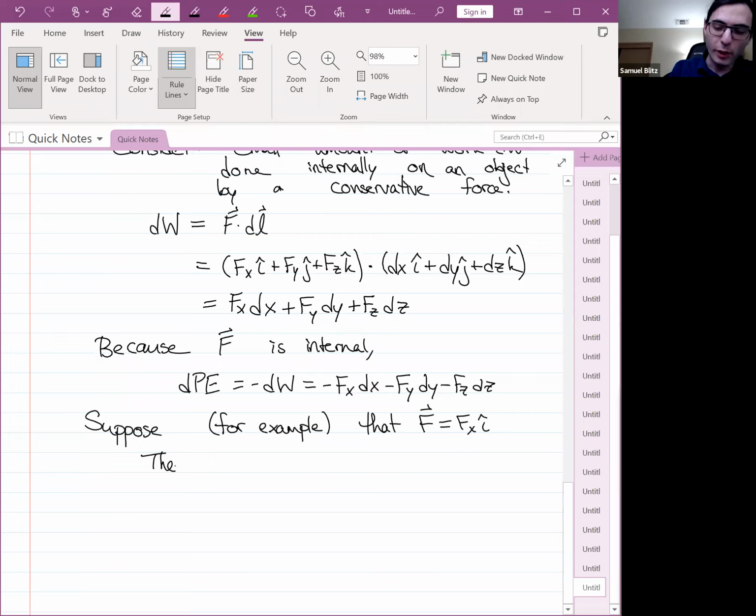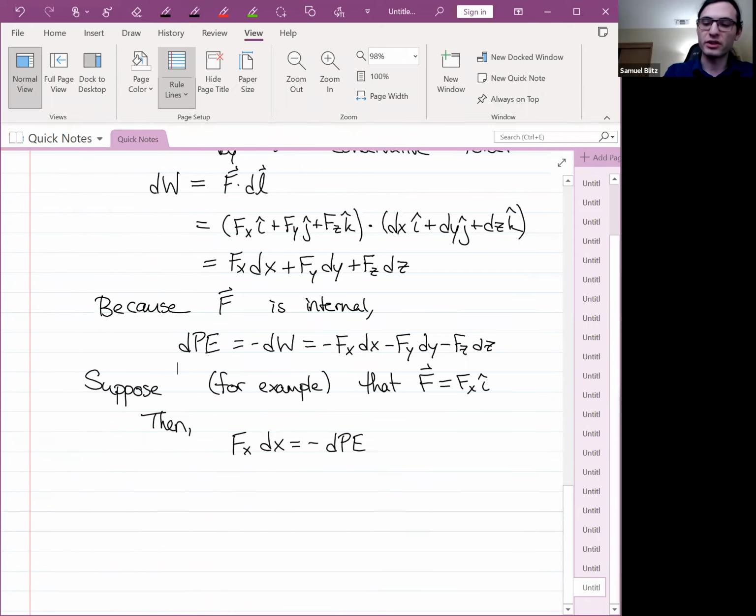Then, if we make that assumption, it's the case that f sub x dx is equal to negative dPE, a negative small change in potential energy. Basically, dy and f sub y and f sub z would both be 0, so you would just be left with this equals this. And so then I just rearranged. I moved the minus sign over. And so we could rearrange this equation, and we end up with the force in the x direction being the negative derivative of the potential energy function with respect to x.